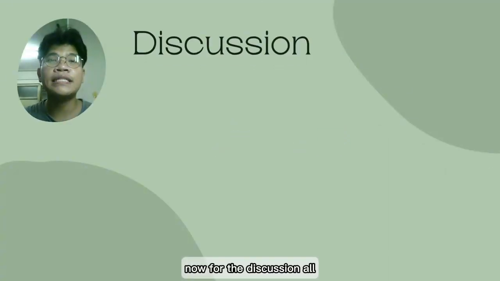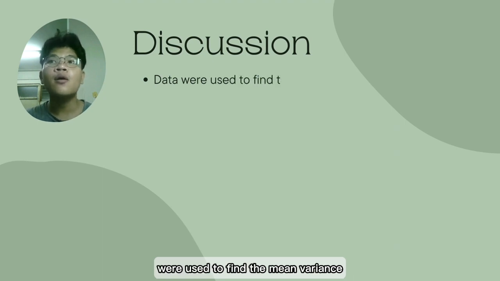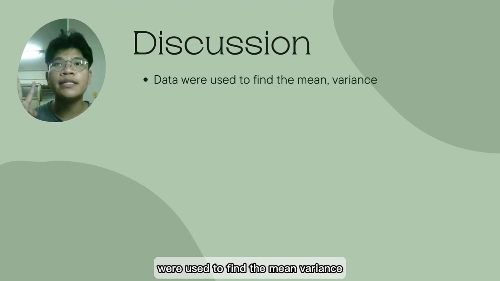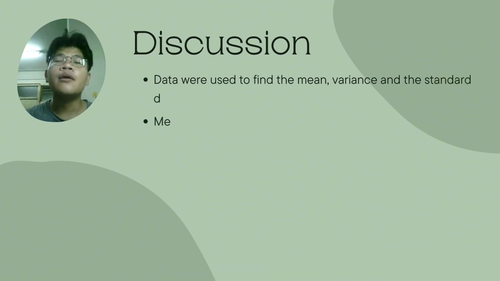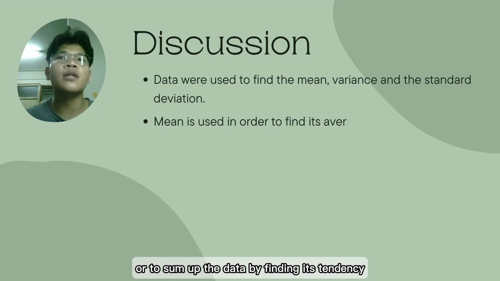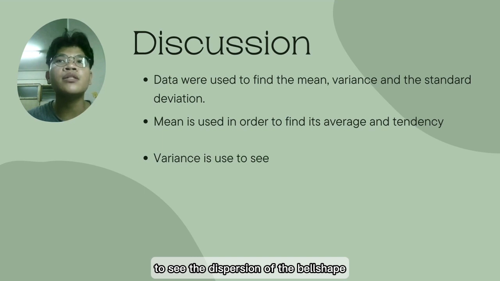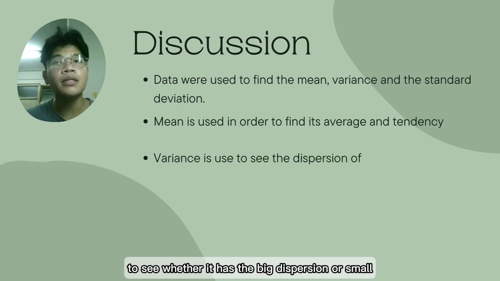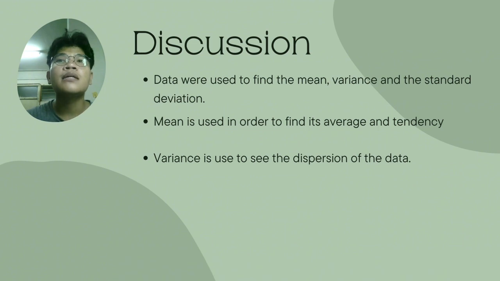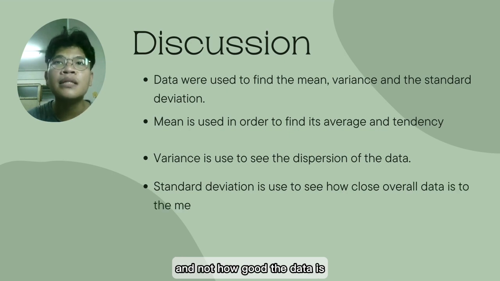Now for the discussion. All the data that has been collected in each set were used to find the mean, variance, and the standard deviation. Mean is normally used to find the middle of the data or to sum up the data by finding its tendency. We must find variance to see the dispersion of the bell shape, to see whether it has a big dispersion or small. Standard deviation is important to see how close the overall data is to the mean, and not how good the data is.